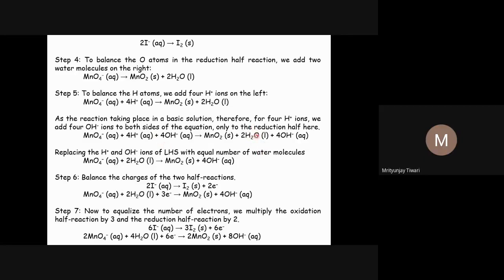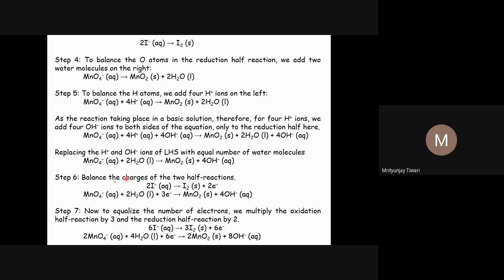So what we get after simplifying this equation in terms of the number of water molecules: MnO4- plus 2 water molecules, which we have already converted and simplified, gives MnO2, the right hand side thing, plus 4 OH- ions. So 4 OH- ions are now here. This equation is carried forward to here.